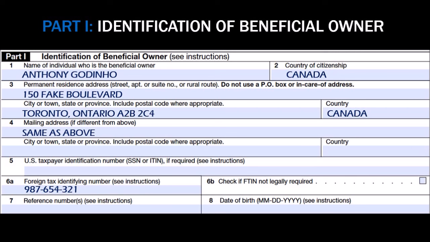In line 6B, you can check this box if you're not legally required to provide your FTIN. However, just bear in mind that if you are claiming tax-free benefits, which I'll cover in the next part, you may be required to provide your foreign tax identification number. You can leave line 7 blank and then finally enter your date of birth in line 8.